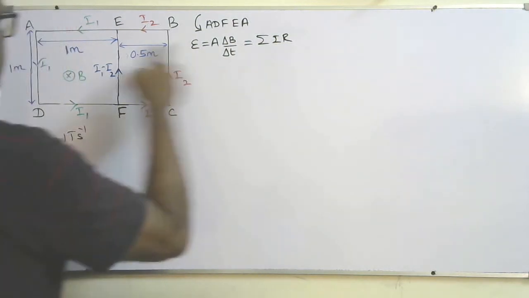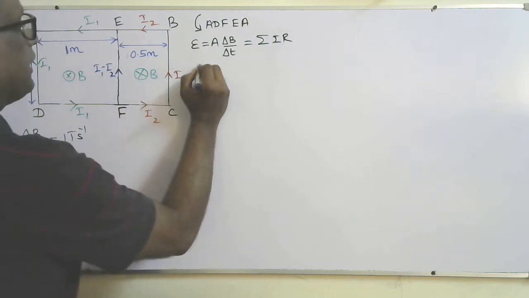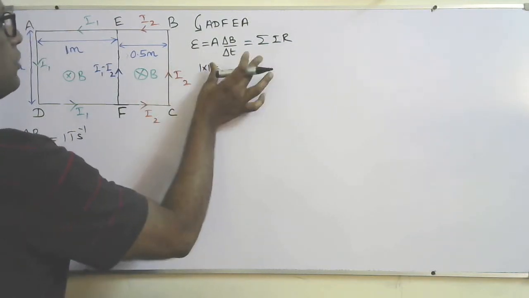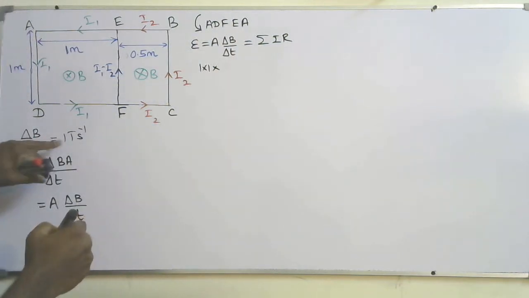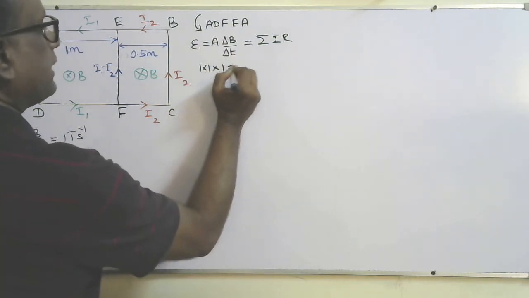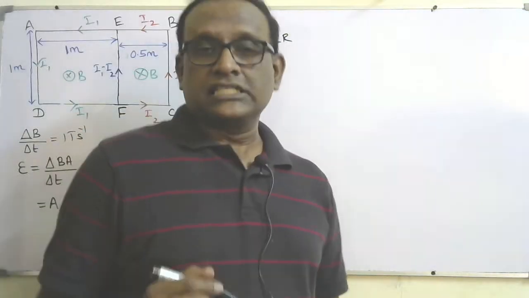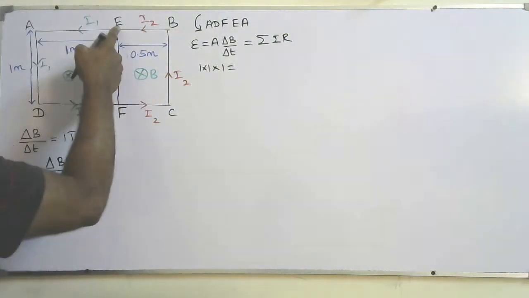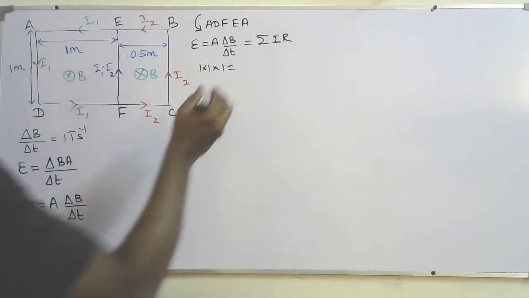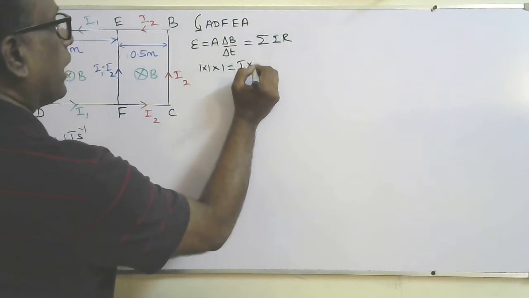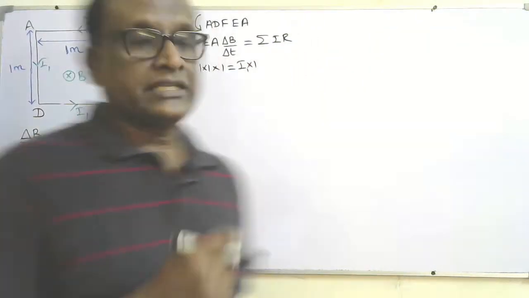Okay, so area of this cross section is, the length is 1, width is 1. So 1 into 1 into delta B over delta T, we know 1 Tesla. So that also 1 is equal to the sum of the IR. That's what Kirchhoff's second law says. So this length is 1 meter, so resistance of this length is 1. So I1 into 1, because we know that resistance per unit length is 1 ohm, given in the question.